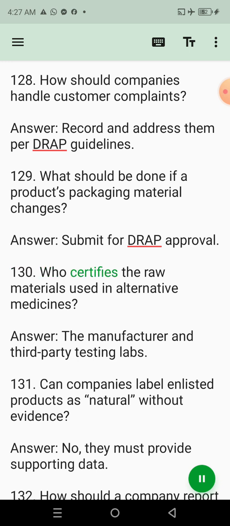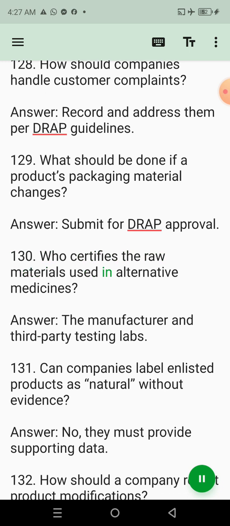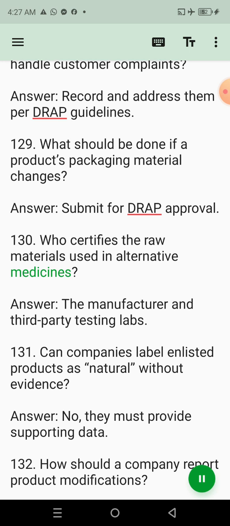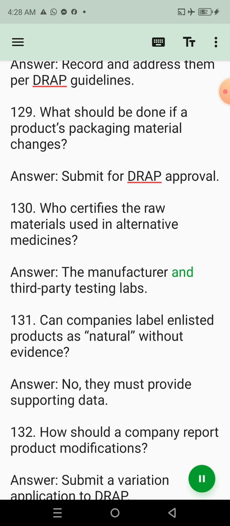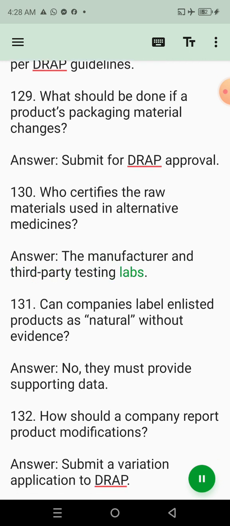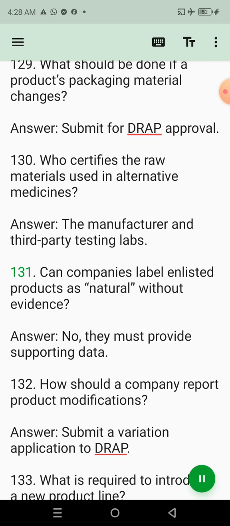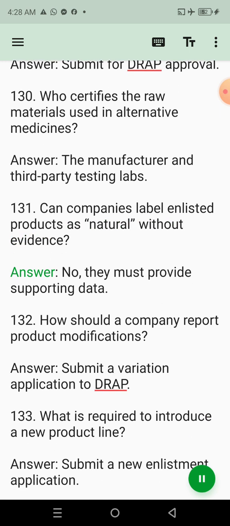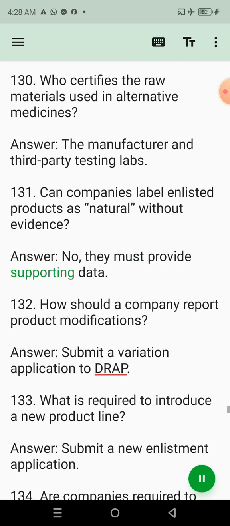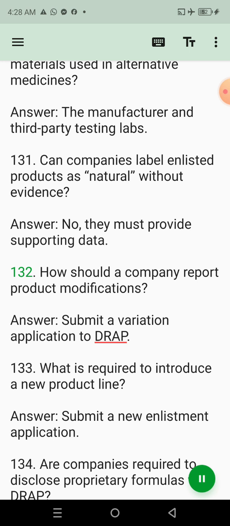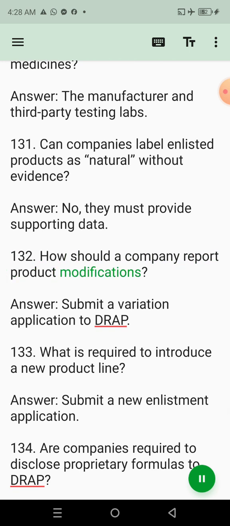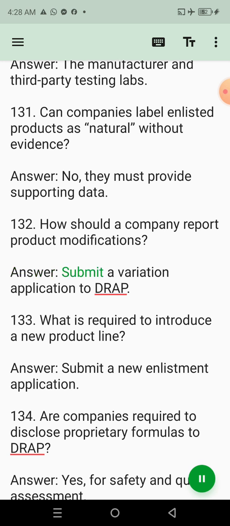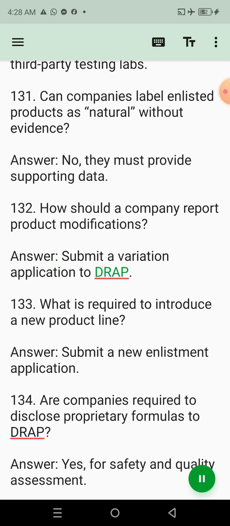130. Who certifies the raw materials used in alternative medicines? Answer. The manufacturer and third-party testing labs. 131. Can companies label enlisted products as natural without evidence? Answer. No, they must provide supporting data. 132. How should a company report product modifications? Answer. Submit a variation application to DRAP.